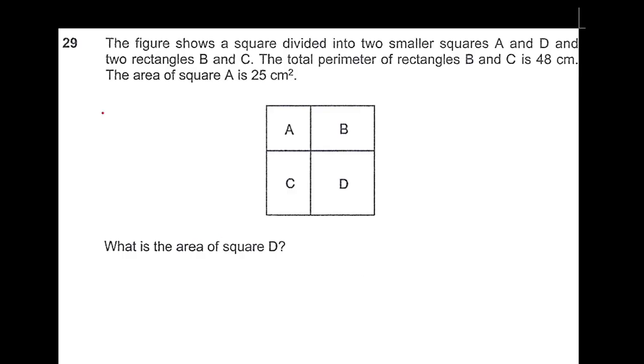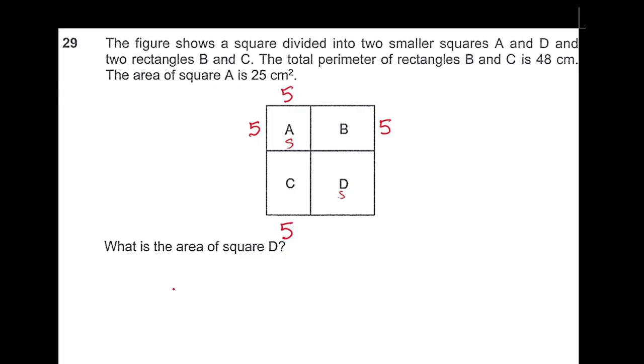Question 29. The figure shows a square divided into two smaller squares A and D, and two rectangles B and C. The total perimeter of rectangle B and rectangle C is 48 centimeters. The area of square A is 25. If this is a square and the area is 25, the side here is 5 centimeters, the side here is 5 centimeters, and so here is 5, here is 5.